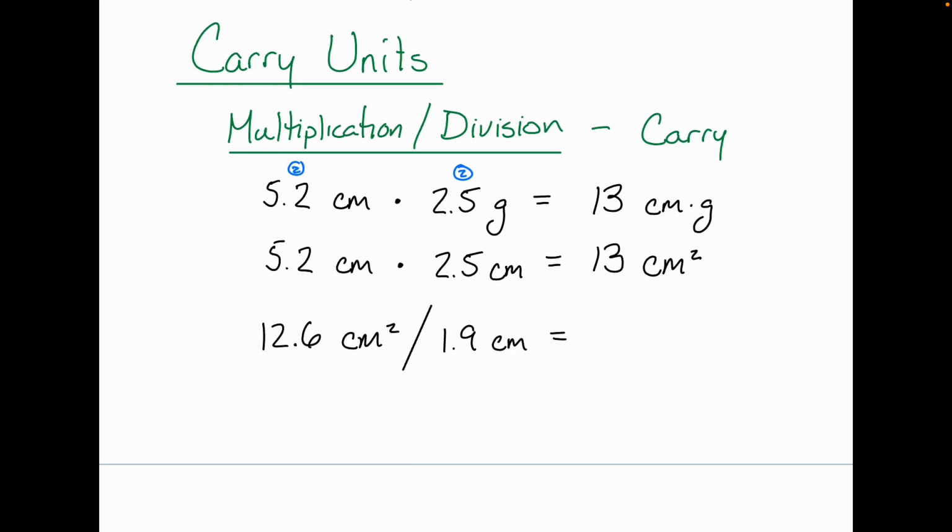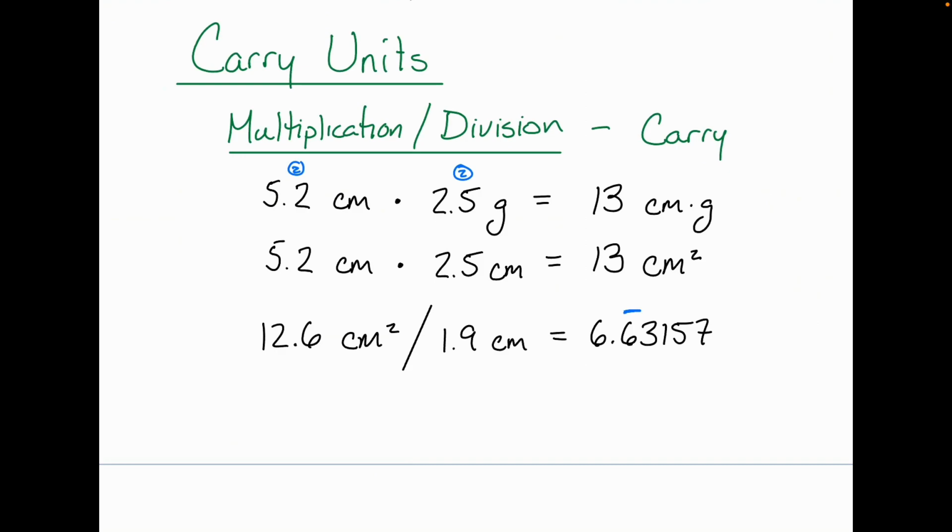All right, so I punched this into my calculator, 6.63157. Okay, I'm going to go back and apply my rules for sig figs. How many sig figs should my answer have? Just 2, so I'm going to round to this position here.